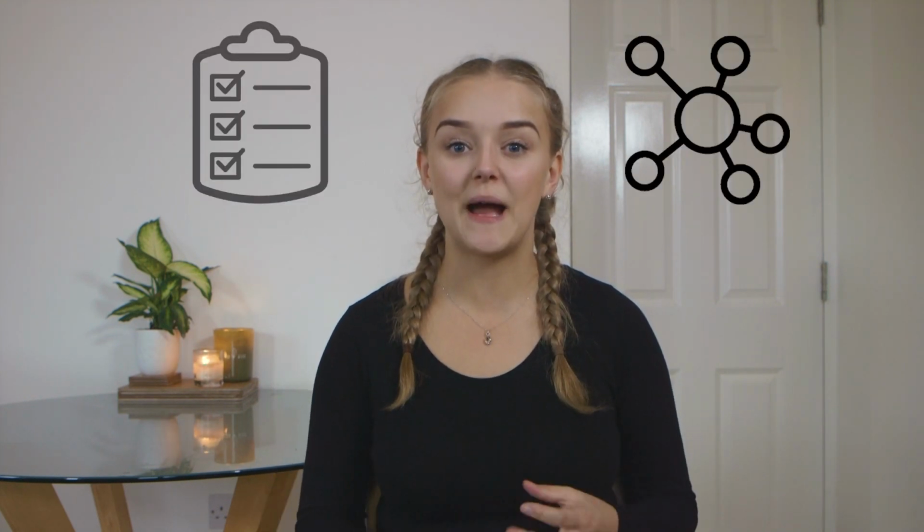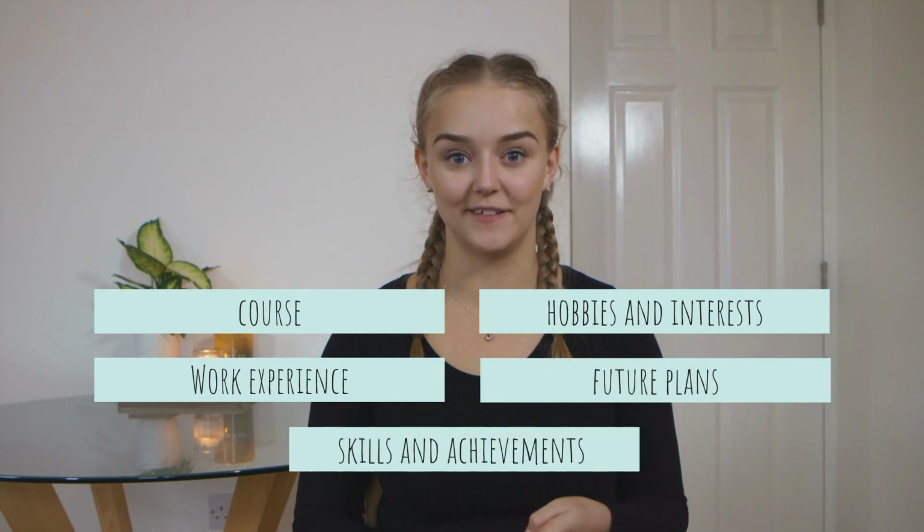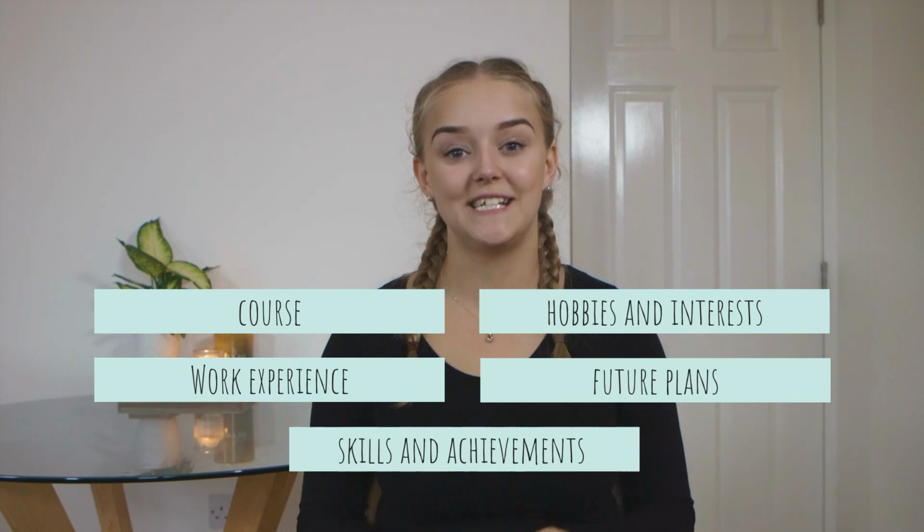The first thing you need to do is make a plan. This could be in the form of a list, it could be a mind map, anything you want, but you want to make sure you cover these topics. First of all, you want to think about the course. What course are you applying for, or what course area? Then you want to think about any hobbies and interests you may have, any work experience, any future plans, and any skills and achievements. And you want to write as many ideas down as possible.